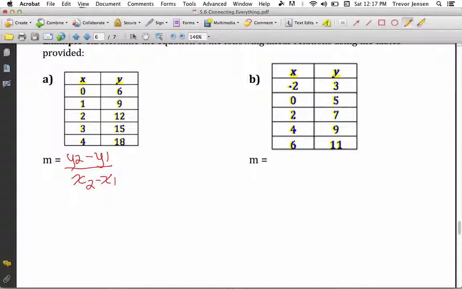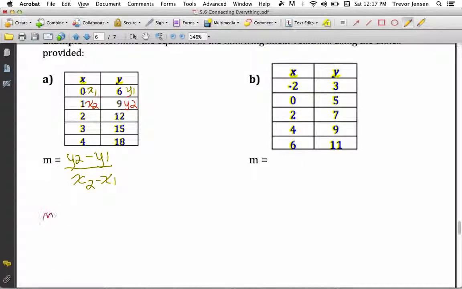So I need to pick the 2 points I'm going to use to calculate the slope. Any 2 points will do. Once again, I'm just going to choose the first 2 points to make it as easy as possible. So I'm going to choose this first point here. That's going to be my first x coordinate and my first y coordinate. And then the next point, I'm going to choose the point right beneath it, so that's going to be my second x coordinate and my second y coordinate. So my x1, y1 is 0, 6, my x2, y2 is 1, 9.